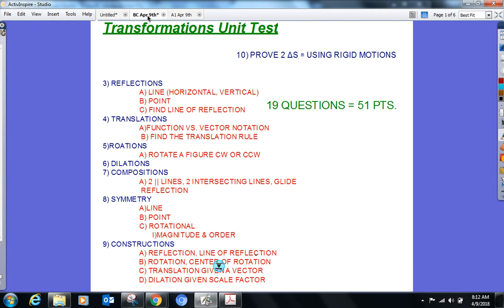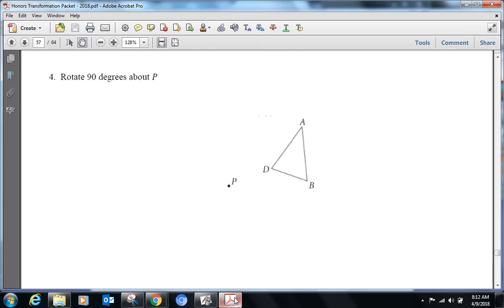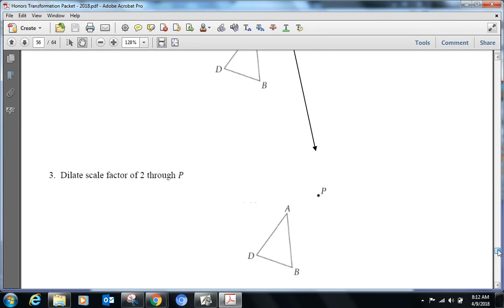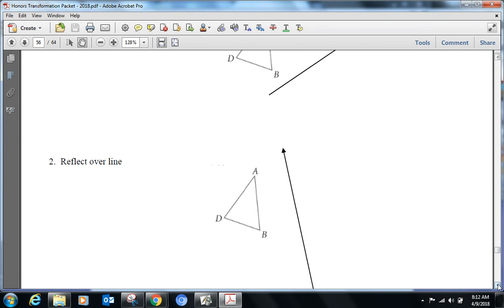Hello, Skylar. Reflecting over a line. Now, what are we talking about? Construction or algebraically? You got it. Which one? Page. Right here. Number 2.